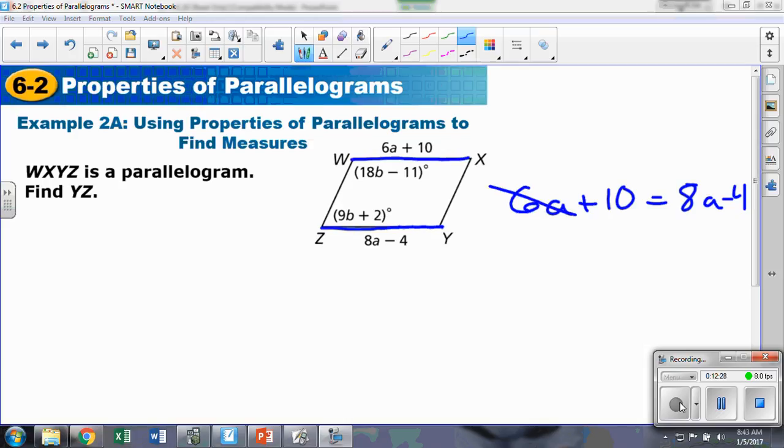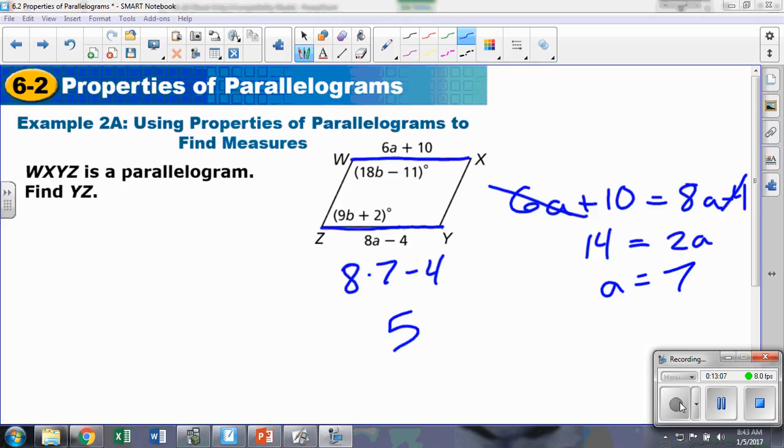We'll note that if you subtracted off the 6 from both sides, you get 2a. If you added the 4 to both sides, you get 14. And when you divide by 2, a is equal to 7. That's still not done because the directions didn't say find the value of a. Our directions told us find the length YZ, so we'll plug it right back in. 8a minus 4. 56 minus 4 gives us 52. And we're done.